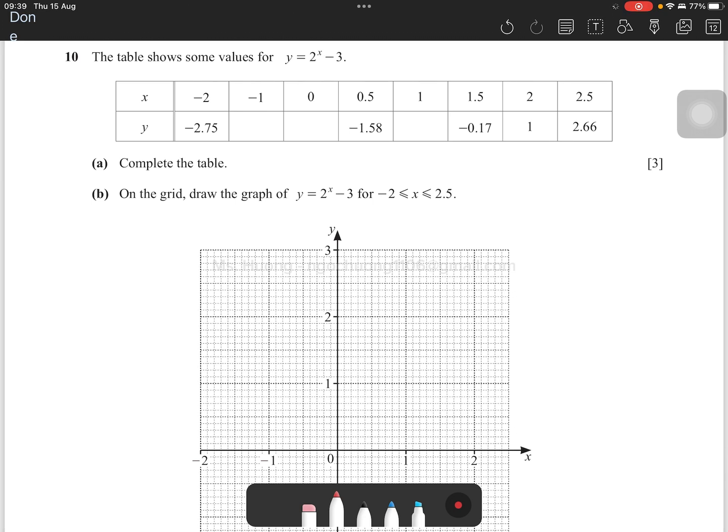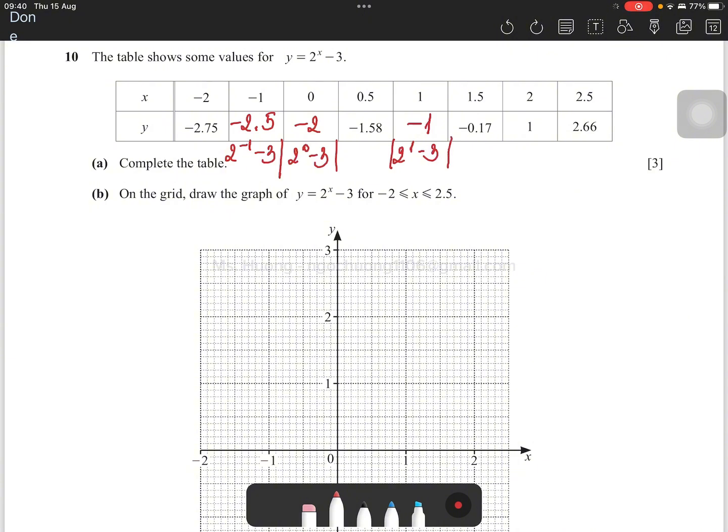Question 10. The table shows some values for y equals 2 to the power of x minus 3. So, to find the value of y, we'll substitute x equals negative 1 into this. So y is equal to 2 to the power of negative 1 minus 3, which is negative 2.5. Similarly, this is 2 to the power of 0 minus 3, which is 1 minus 3 equals negative 2. And this is 2 to the power of 1 minus 3 equals negative 1, and so on.